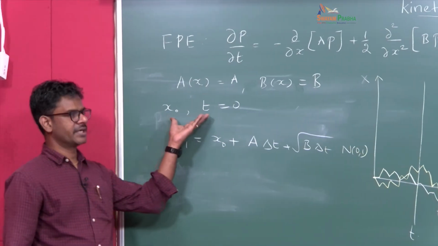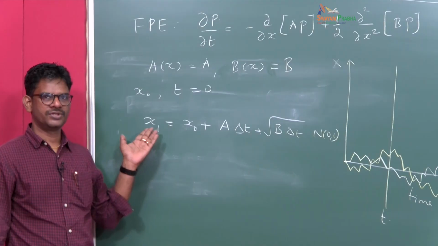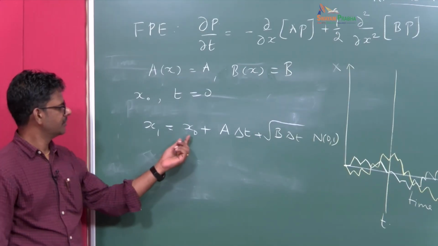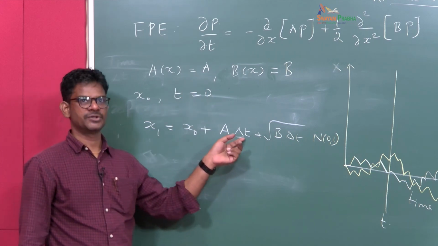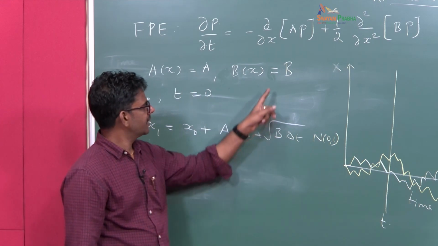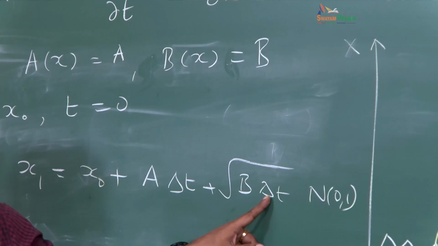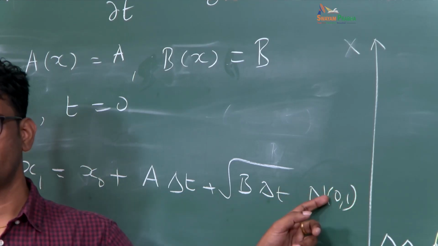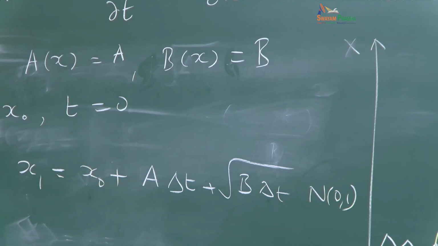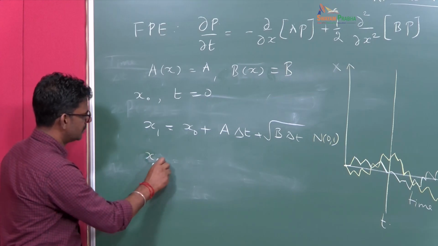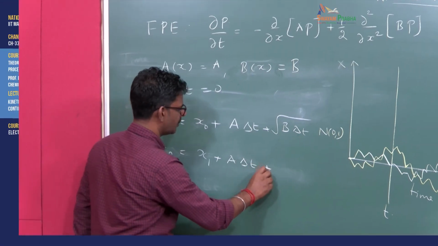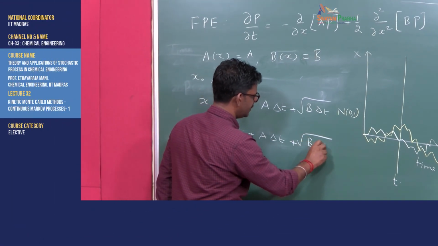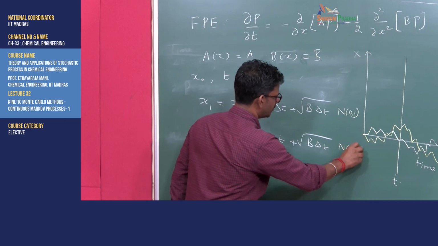So starting with the initial condition, you update the position for the next time point: the initial position plus this characteristic function a, which is constant, times the chosen delta t, plus square root of the characteristic function b, constant, times delta t, and then multiplied by a normal random variable. This would be the position at time t equal to delta t, and then for the subsequent time step, x2 you would write as x1 plus a delta t plus square root of b delta t N of 0 comma 1.